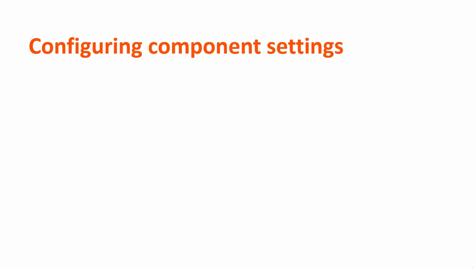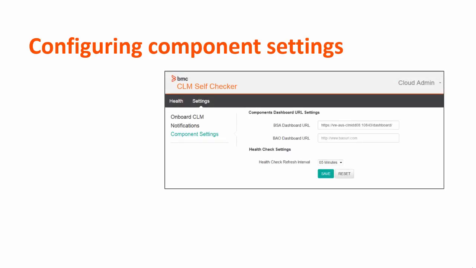To enable Self-Checker to monitor the BMC Server Automation and BMC Atrium Orchestrator dashboards instead of the applications, we can modify the CLM Self-Checker component settings. To do this, in the CLM Self-Checker, click Settings. Then click Component Settings. If needed, modify the URLs to the BMC Server Automation and BMC Atrium Orchestrator dashboards. Alternatively, select a new refresh interval at which data on the health charts is refreshed.